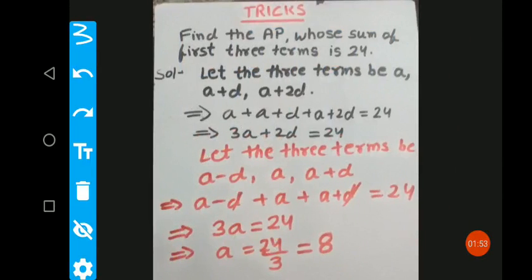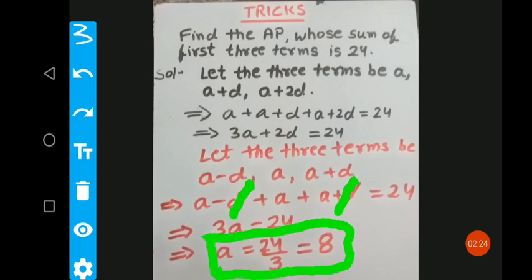So the trick is, we will take the three terms as A minus D, A and A plus D. Are these three terms in AP? Yes, all these three terms are in AP with common difference D. And when we add them, the D and D will get cancelled because they have plus and minus signs, and hence we get 3A is equal to 24 or A is equal to 8.